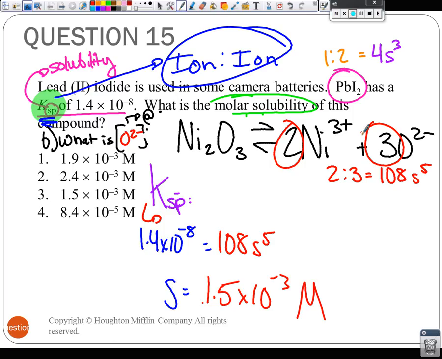Do it the opposite way. Divide it by 108 first and then take the fifth root. That would give you S. That's all you have to do. It's like mole to mole, but it's not mole to mole. It's really ion to ion.